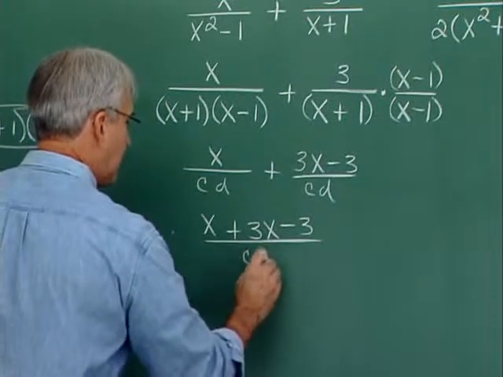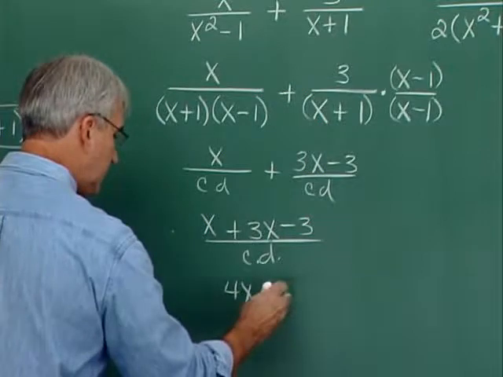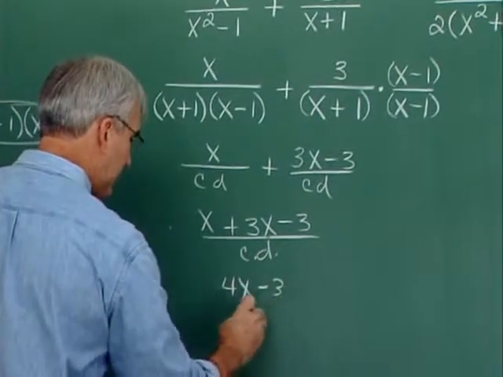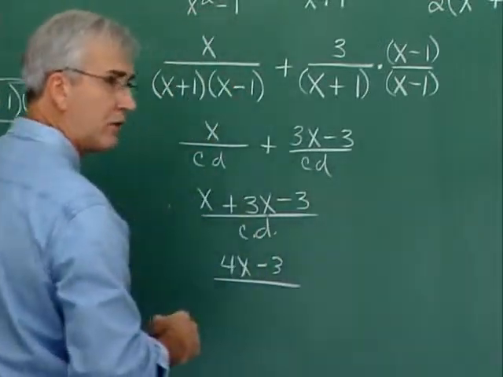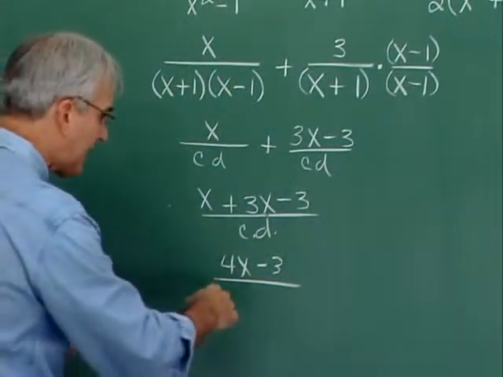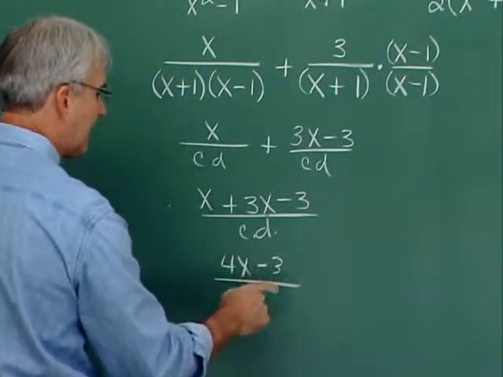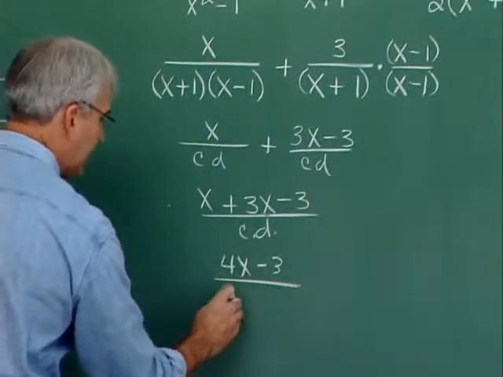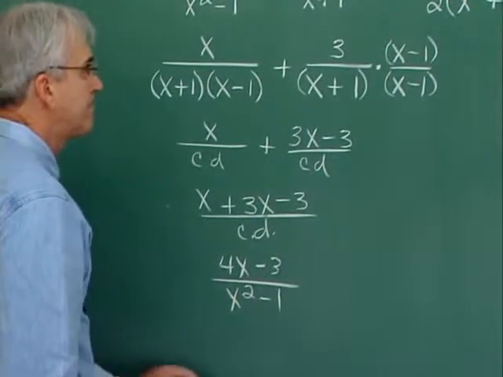All right, so this is over the common denominator. Now, x plus 3x is 4x. So it's 4x minus 3 over the common denominator, and the common denominator is that product x plus 1 times x minus 1. We can write those two factors down here. I don't see a cancellation opportunity. So we can write the factors, or we can multiply it out, and if we multiply it out, it's x squared minus 1. So that's the idea.